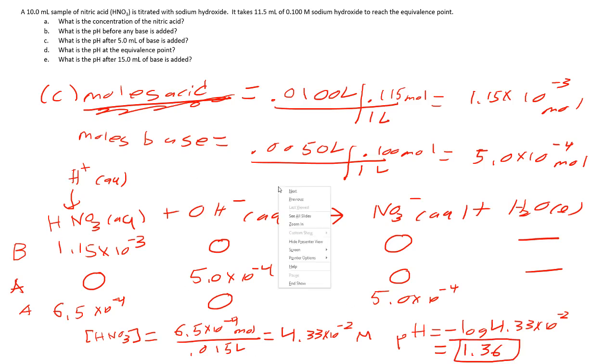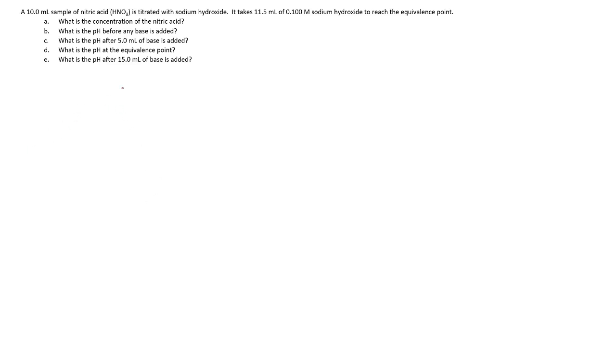Now let's look at D and E. So D is actually a very quick question. D, pH equals 7, and you're done. This is because you have a strong acid and a strong base. That means at equivalence, pH is equal to 7. That's true for all strong acid, strong base cases. That's all you have to do.